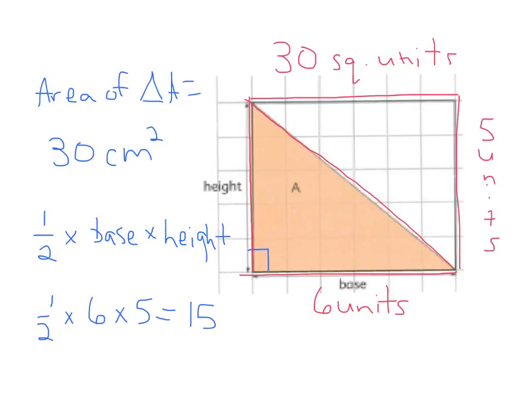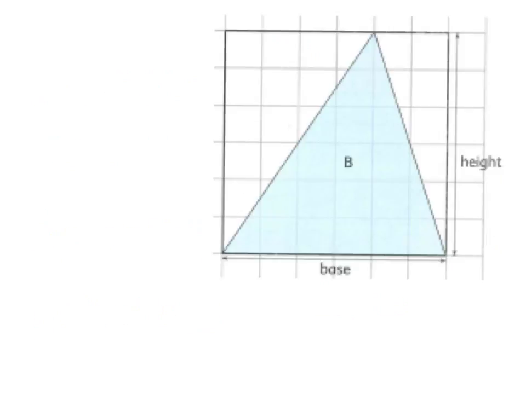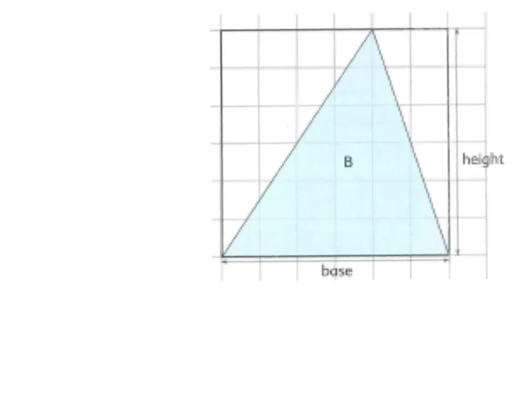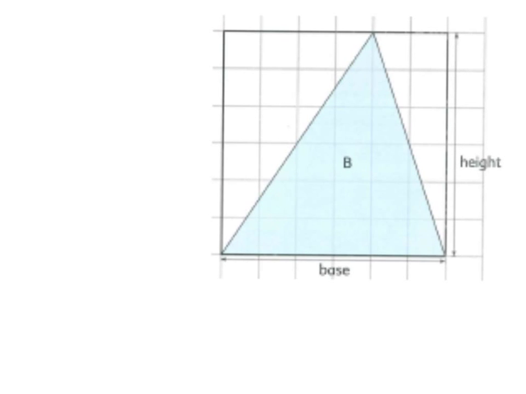Now let's try some other triangles that have some slightly different shapes that aren't right triangles, and see if 1/2 times the base times height works for them as well. So now let's look at triangle B. Triangle B is slightly different than triangle A. Triangle A was a right triangle. Triangle B is actually an acute triangle.